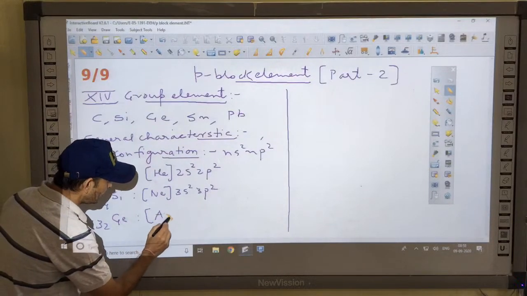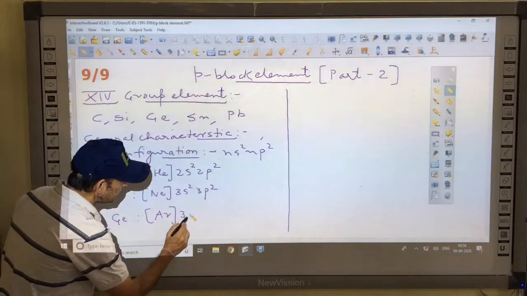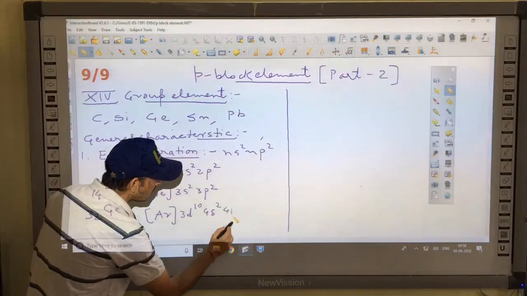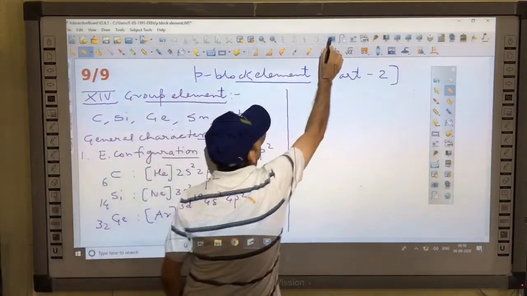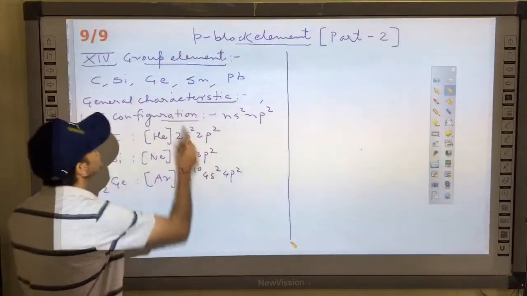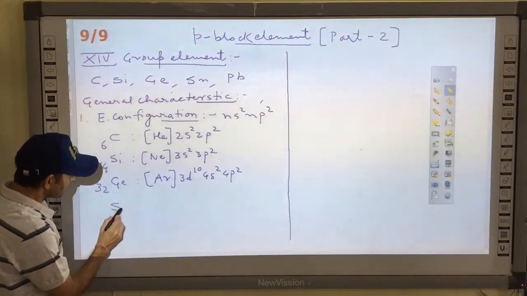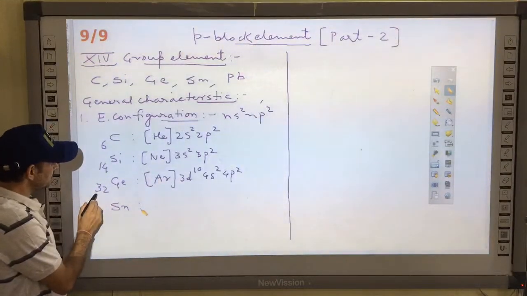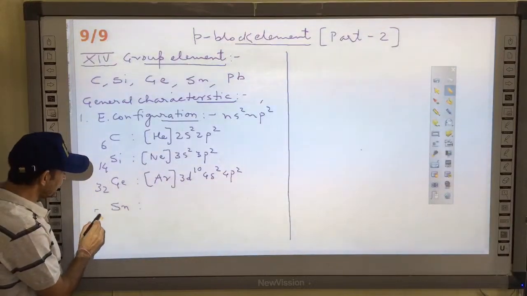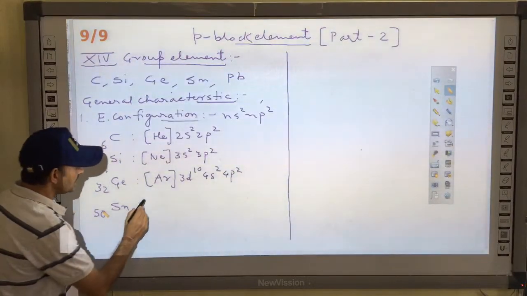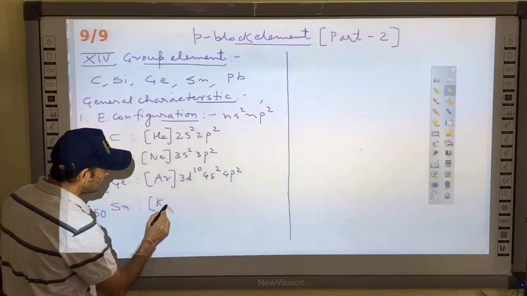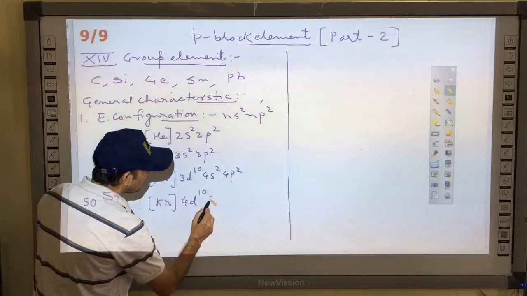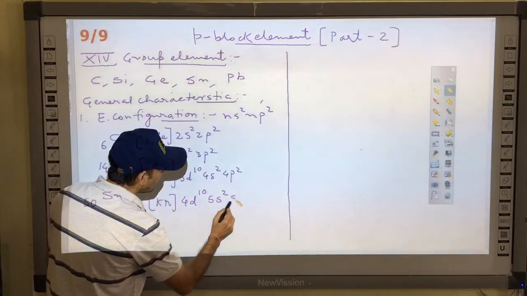It will be argon 3d10 4s2 4p2. Okay, then next is tin. Atomic number of tin is 32, you add 18 to it, it is 50. So its electronic configuration will be krypton 4d10 5s2 5p2.